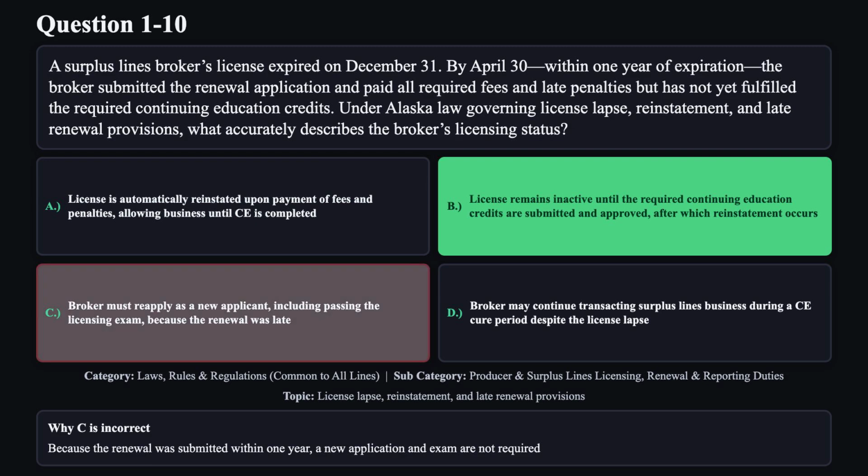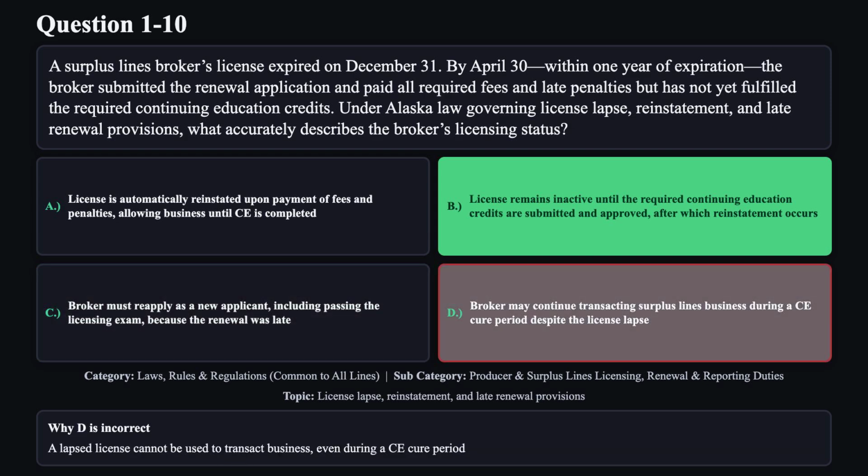Reason C is not correct. Because the renewal was submitted within 1 year, a new application and exam are not required. Reason D is not correct. A lapsed license cannot be used to transact business even during a CE cure period.